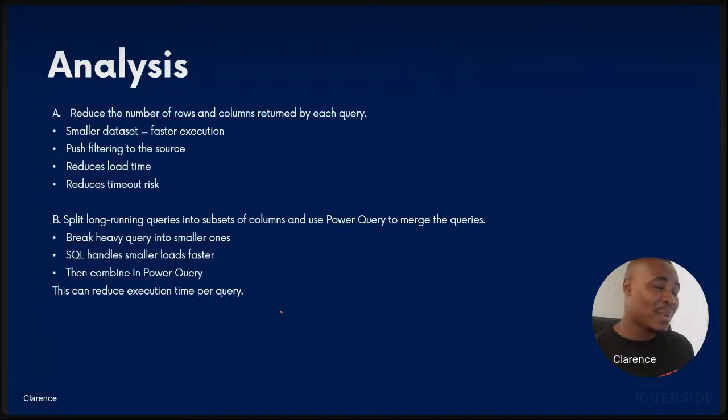Right, so I added a bit of notes just to explain, right? If you look at the first one, option A says reduce the number of rows and columns in each query. So it makes a smaller data set, meaning faster execution, right? It pushes filtering to the data source, so it reduces load time and reduces time-out risk. So these are actually solutions, right? The second one, split. This one is breaking down a heavy query into smaller ones. SQL handles more smaller loads faster, then combines them in Power Query. So this actually reduces the execution time.